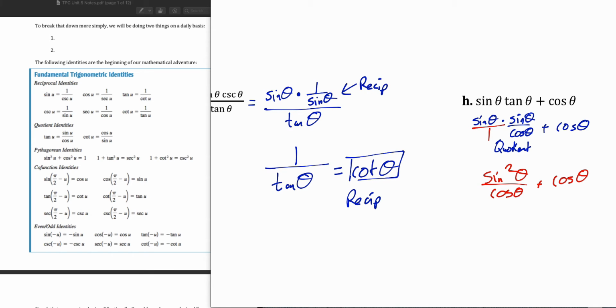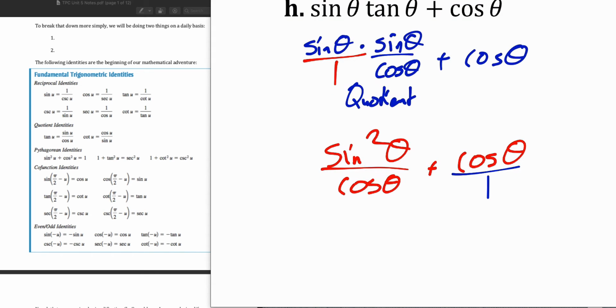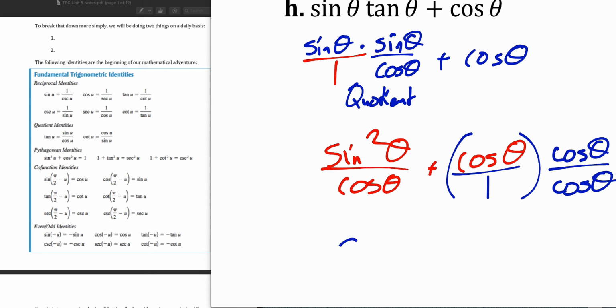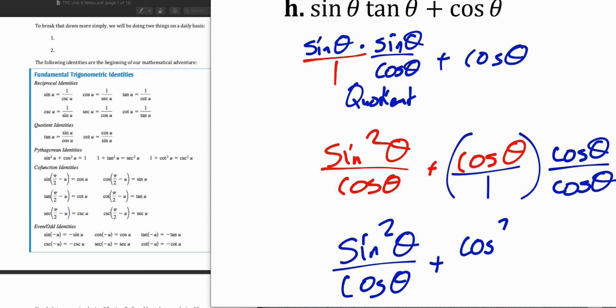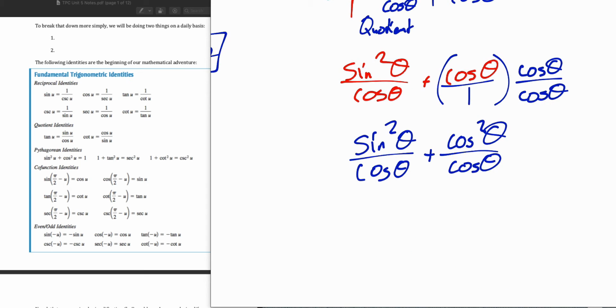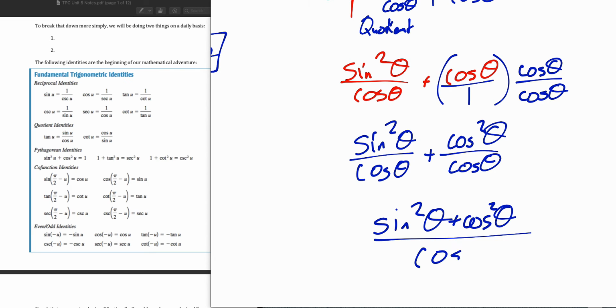So we have a fraction plus something else. In other words, let's try to add two fractions together. Now, in order to do that, we got to have a common denominator. So I'm going to multiply this second fraction by cosine over cosine to get a common denominator. And that means in the first fraction, we'll still have sine squared over cosine. And then in the second fraction, after we multiply that out, we'll get cosine squared over cosine.